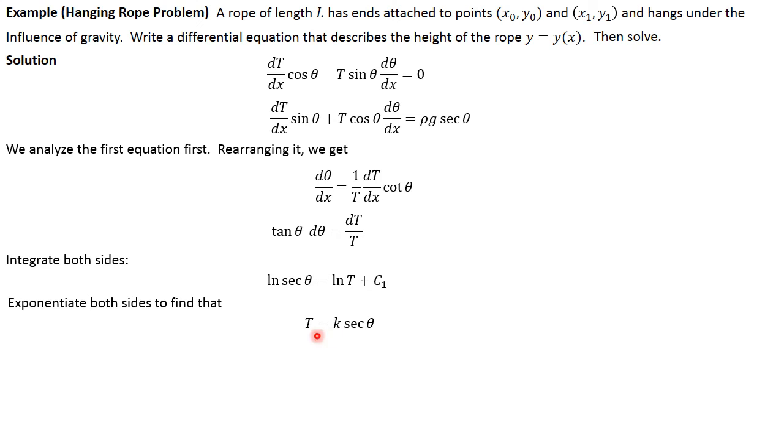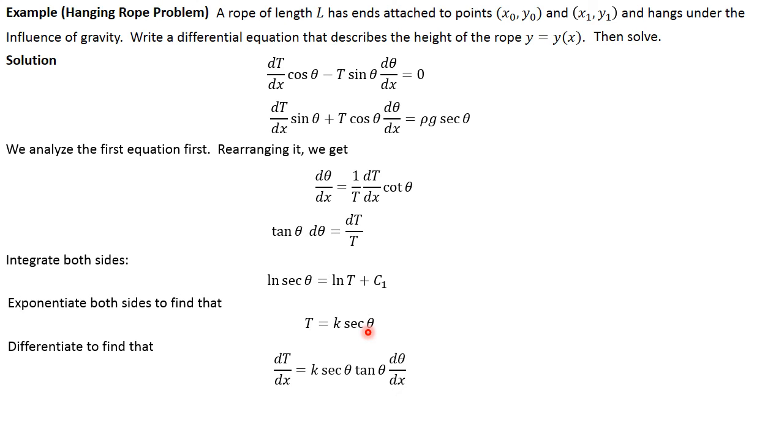which is a pretty cool equation by itself. It actually tells you how the tension in the rope depends on the angle that the rope is making with the ground, which is already pretty cool. But we're going to get a lot better than that. We're going to find out exactly the shape that the rope makes.